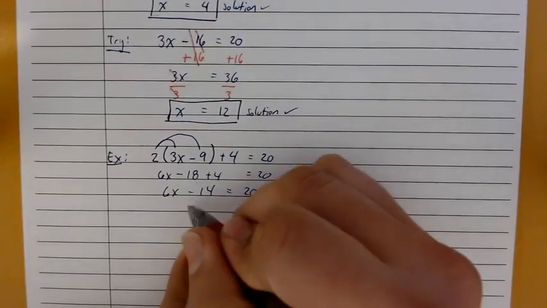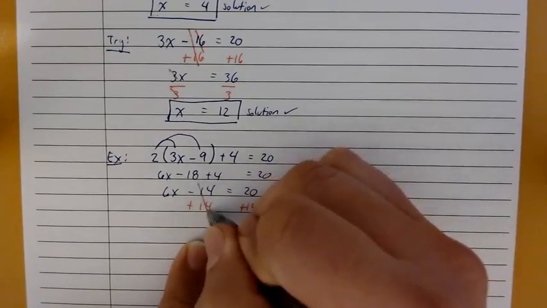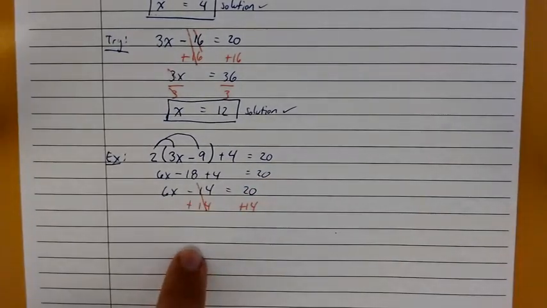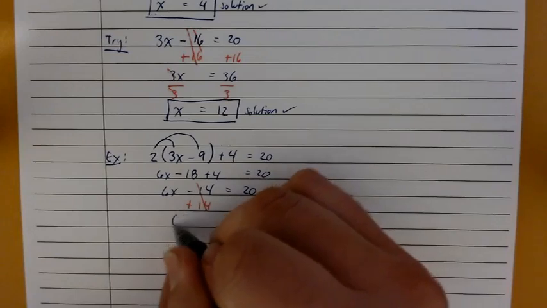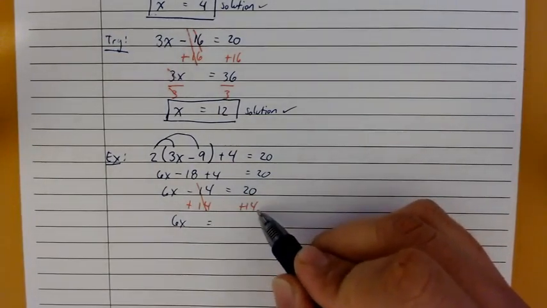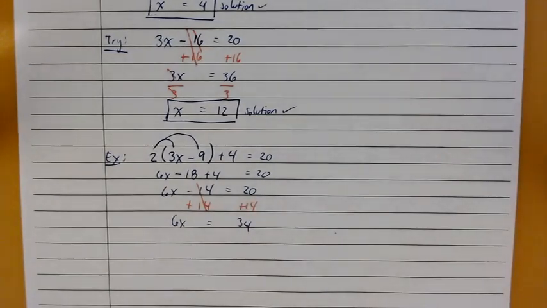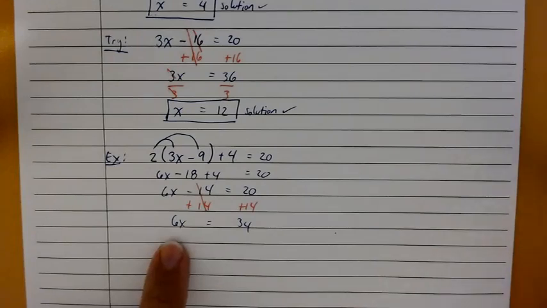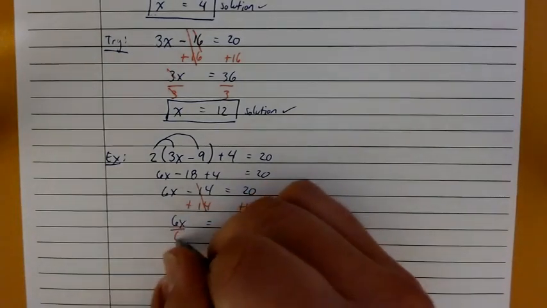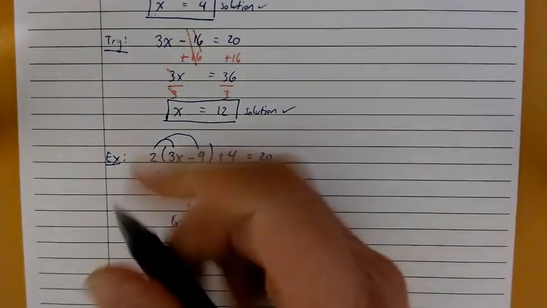Okay. So we go ahead and add 14 to both sides. That way 14 and minus 14 goes away. It's 0. Leaves me just 6x. On this side, 20 plus 14. It's going to give me 34, like that. And finally, we can go ahead and divide both sides by this 6. There and there. This gives us x by itself.